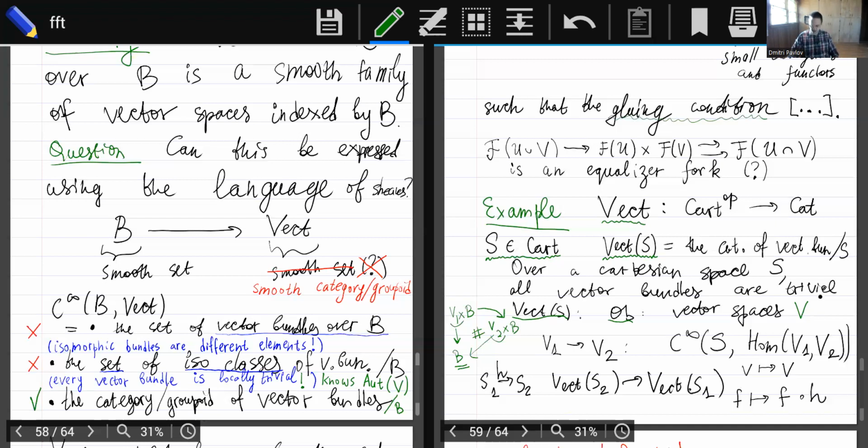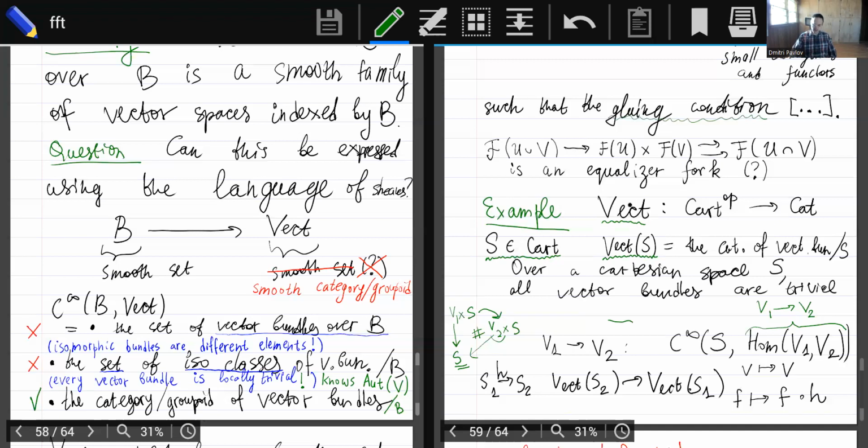I guess at this point we are already talking about S, so maybe I should have said S. Sorry about that. So over every point of S, I have a smooth map from S to the vector space of linear maps from V1 to V2. So this Hom is simply the vector space of linear maps from V1 to V2. So these are the morphisms in my category. So this completes the definition of Vect(S) as a category.